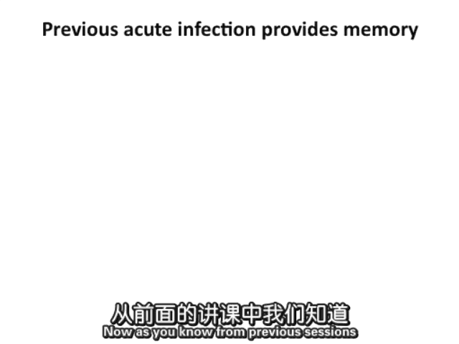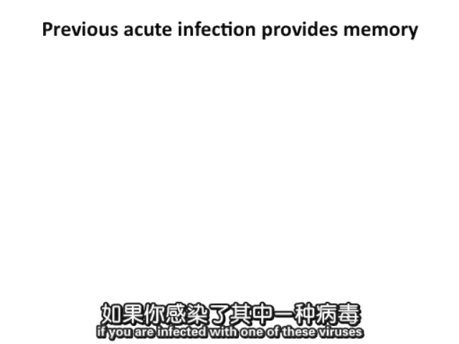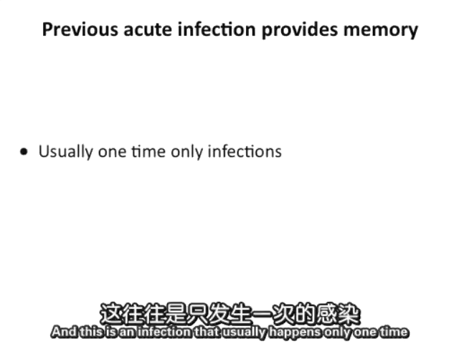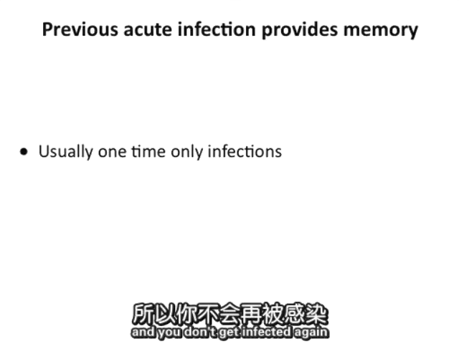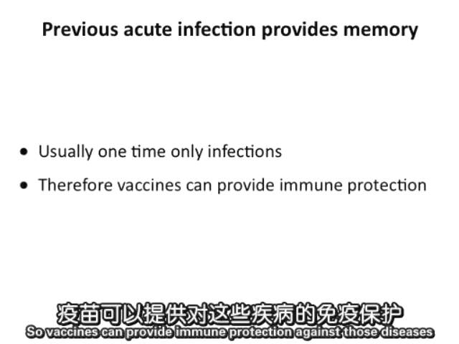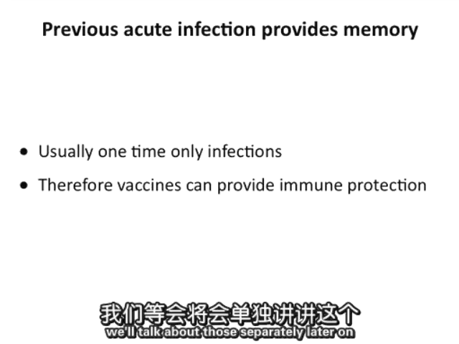Now, as you know from previous sessions, if you are infected with one of these viruses, you have memory. And this is an infection that usually happens only one time, like smallpox or measles or polio virus. You have memory and you don't get infected again. So vaccines can provide immune protection against those diseases. We'll talk about those separately later on.